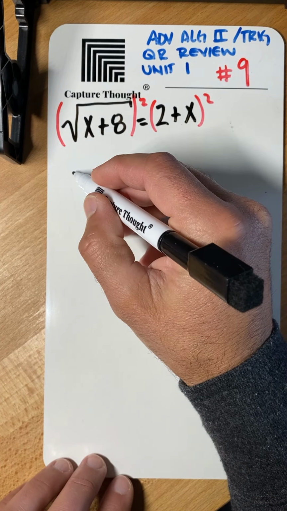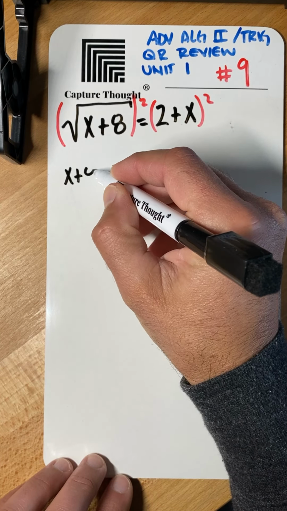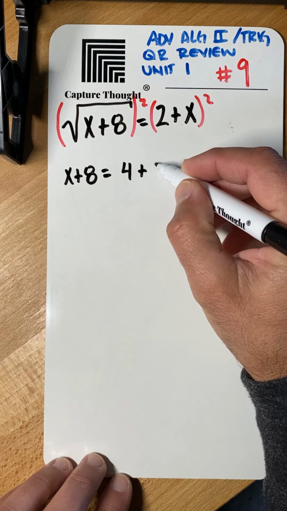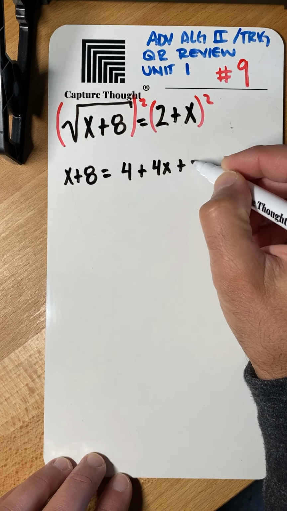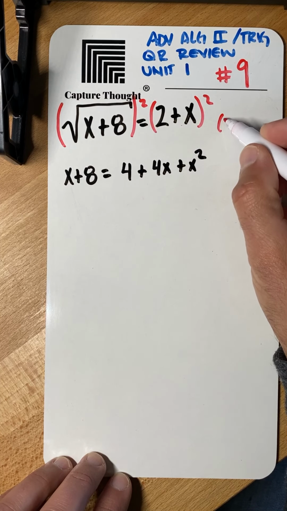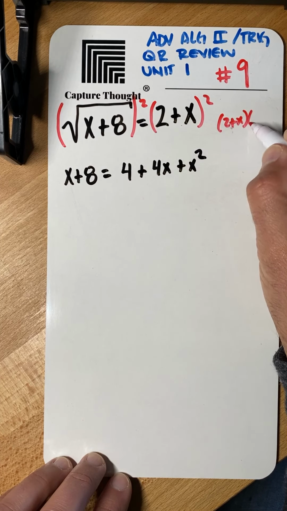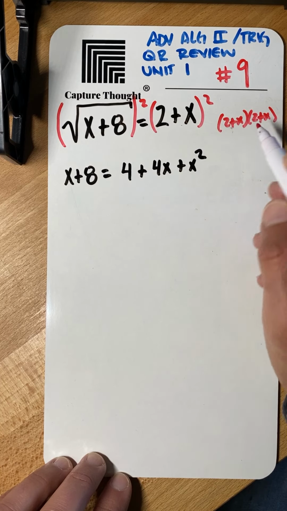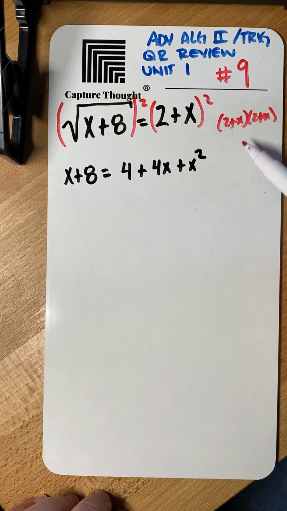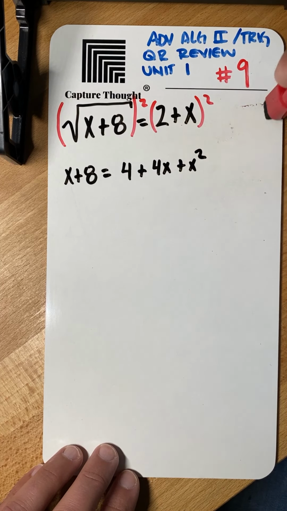On the left-hand side, you'd just be left with x plus 8. On the right-hand side, you would end up with 4 plus 4x plus x squared. So if you don't see that, that's just me taking 2 plus x and multiplying it by 2 plus x and using FOIL, and you end up with 4 plus 4x plus x squared. So go ahead and do that on the side if you need to. And that's how I got that answer for you.